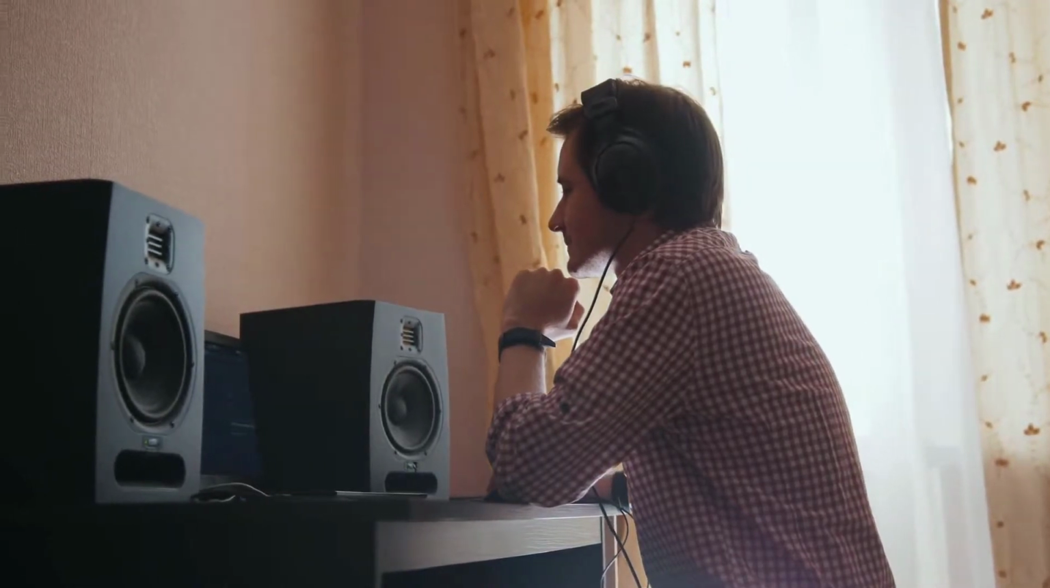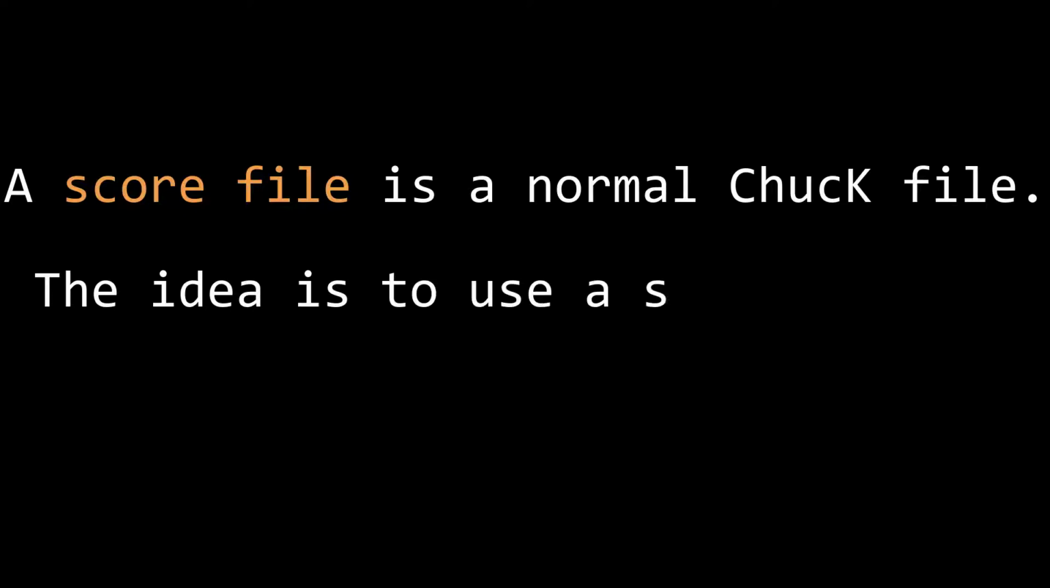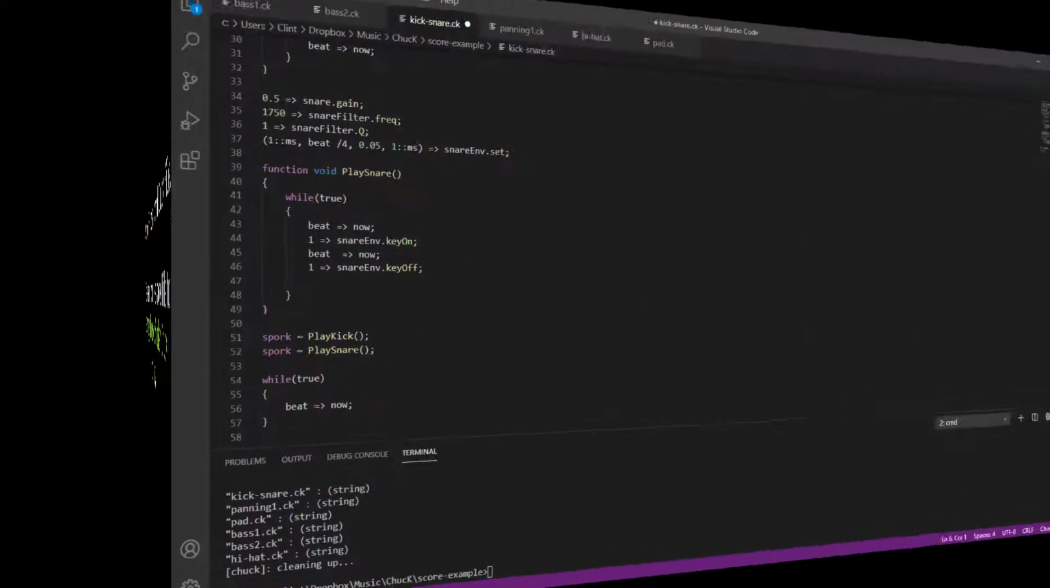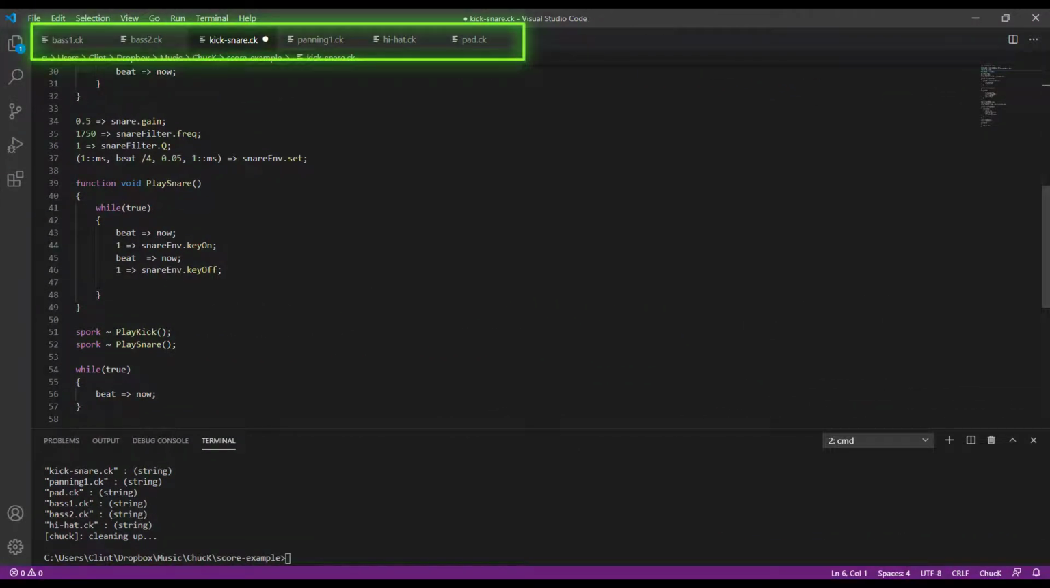A nice way to handle that is with a score file. A score file is just a ChucK file that utilizes machine commands to start and stop other ChucK files. You can use a score file to wrap your head around creating an arrangement in your composition. Let's see how it works. Here I've got a bunch of files open in VS Code. From these, I'm going to assemble a little instrumental synth pop song.